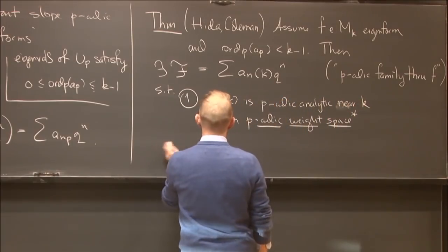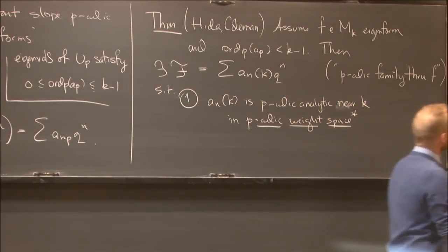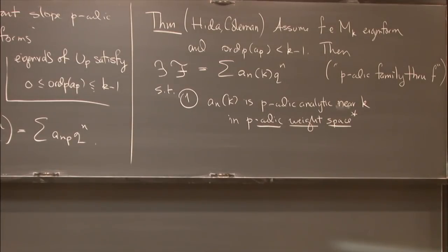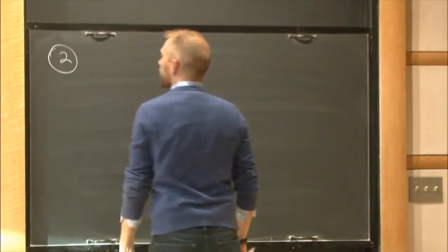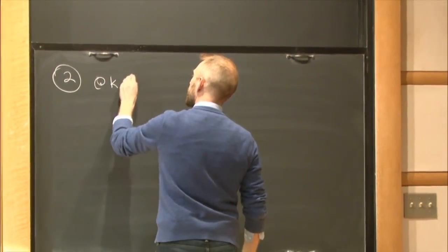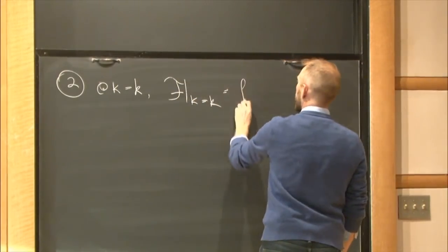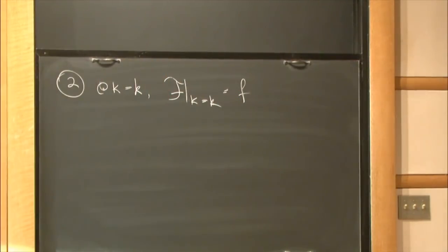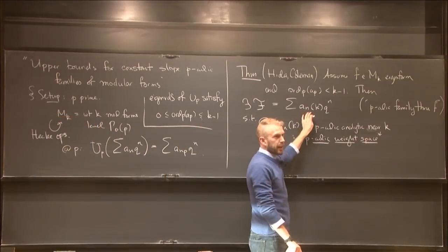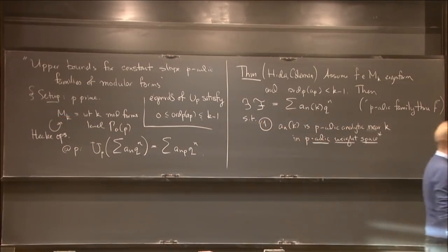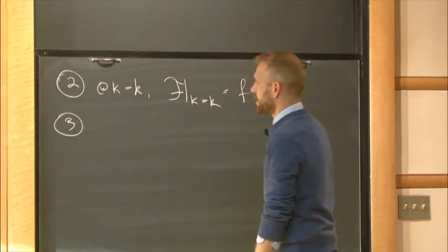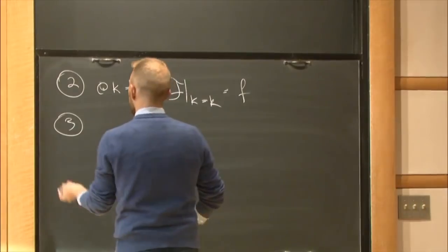Yeah? And so the second part of the theorem, maybe I'll just go over here. The second part of the theorem is at κ equals k. When you evaluate that q-expansion, you get the q-expansion of f. Okay? And the theorem, as I've written it so far, has no content because you could just take F to be the q-expansion that has constant values, the q-expansion of little f, right? And so you need to say something more. And that's really where the family part comes into it.